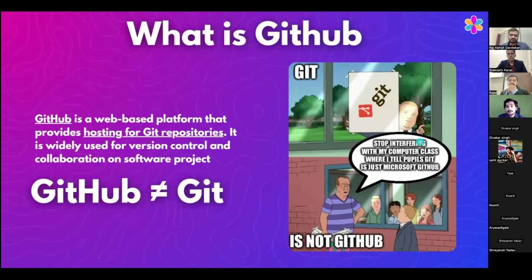Now let us look at what GitHub is. If you want to imagine what GitHub is, you could imagine that like Google Drive is for your folder files, and Spotify is for music, similarly GitHub is for the code. Basically, by definition, GitHub is a web-based platform that provides you hosting for Git repositories.